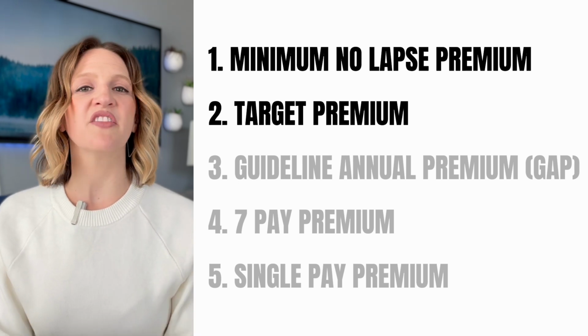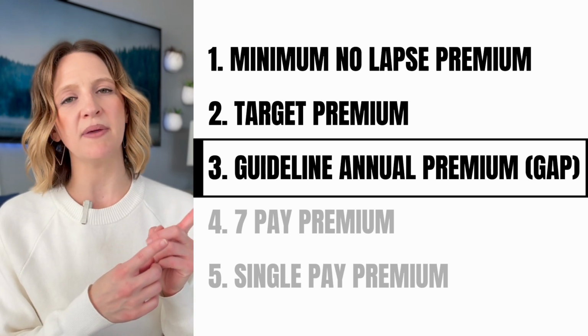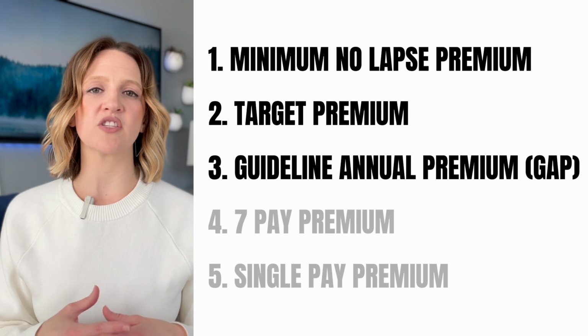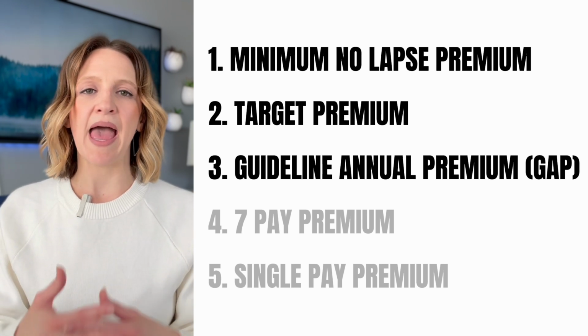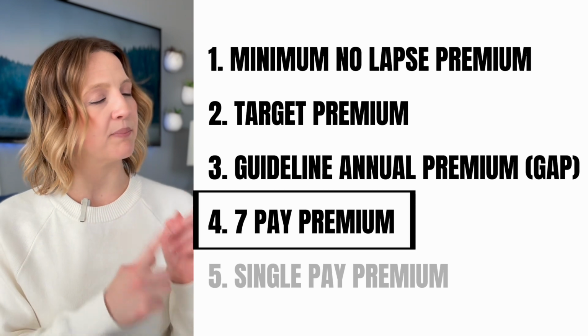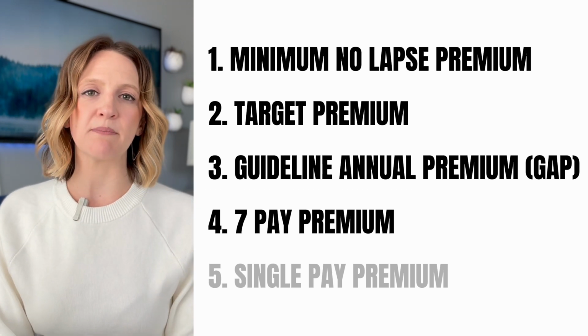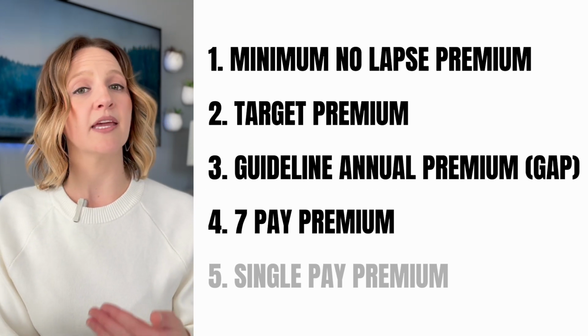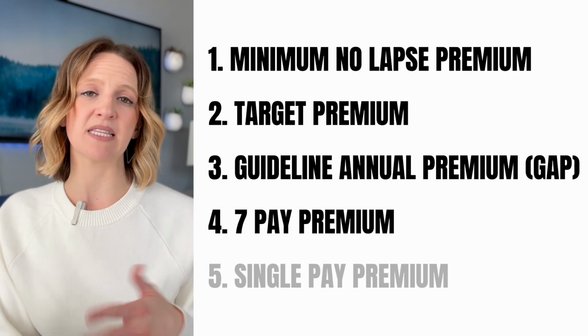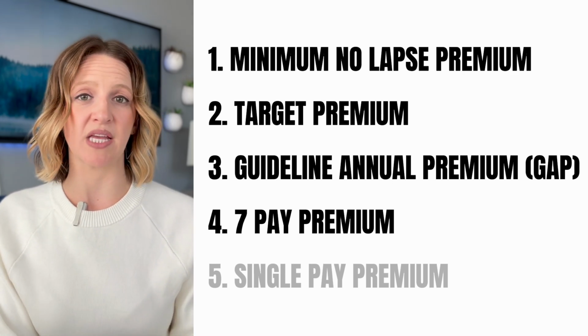Then we've got what's called the guideline annual premium, or the GAP, which is simply the maximum amount of money your client or yourself can contribute into that policy every single year for the life of the IUL. Next up, we have the 7-pay premium, which is simply the maximum amount of money your client can contribute into the IUL in the first maybe 3 to 5 years of it being opened. And that's pretty much dependent on their age for how many years they can do that.